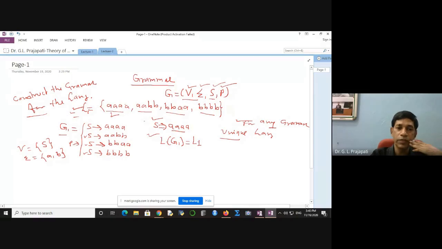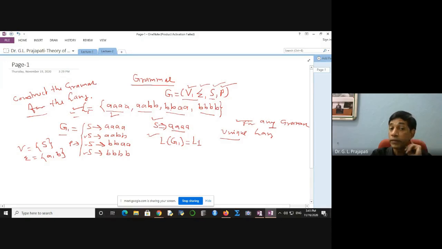Now you can see that if you form the production rules like this, it is very simple, and in this case you don't need to see any property hidden in these sentences. You just use the start symbol S, and S derives the first sentence, S derives the second sentence, S derives the third one, and the fourth one, like this.